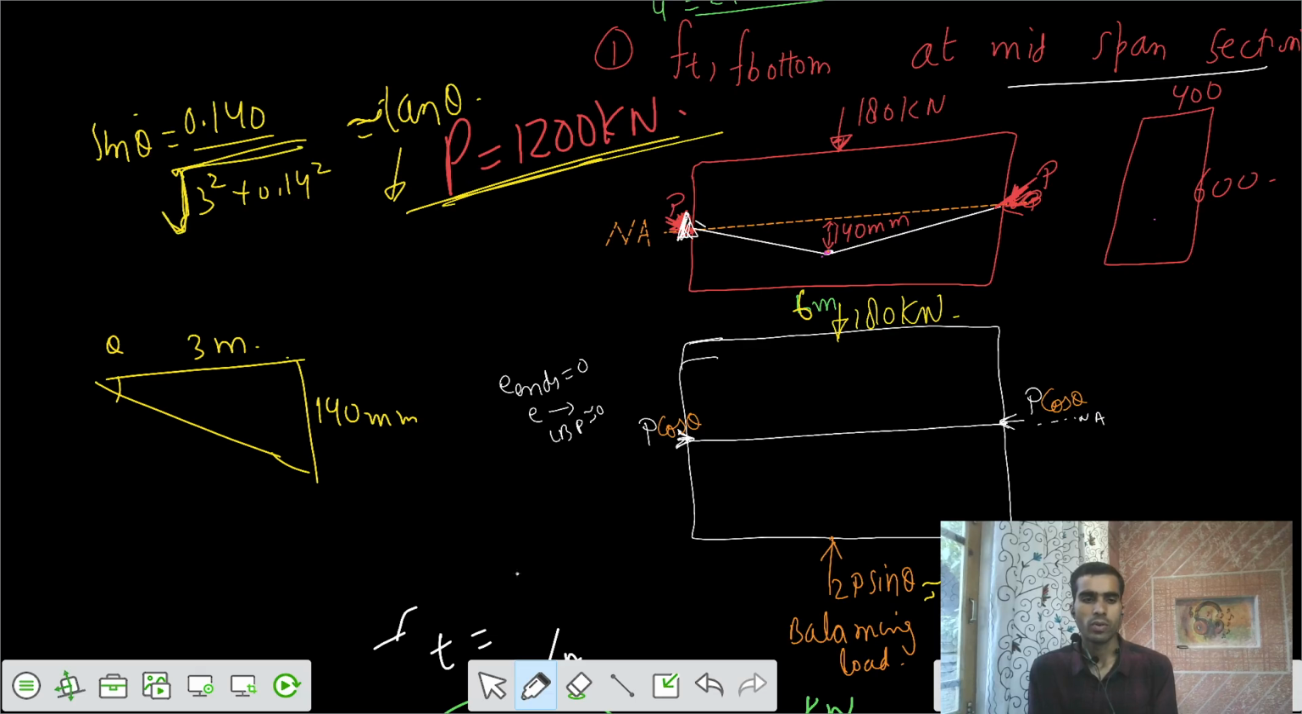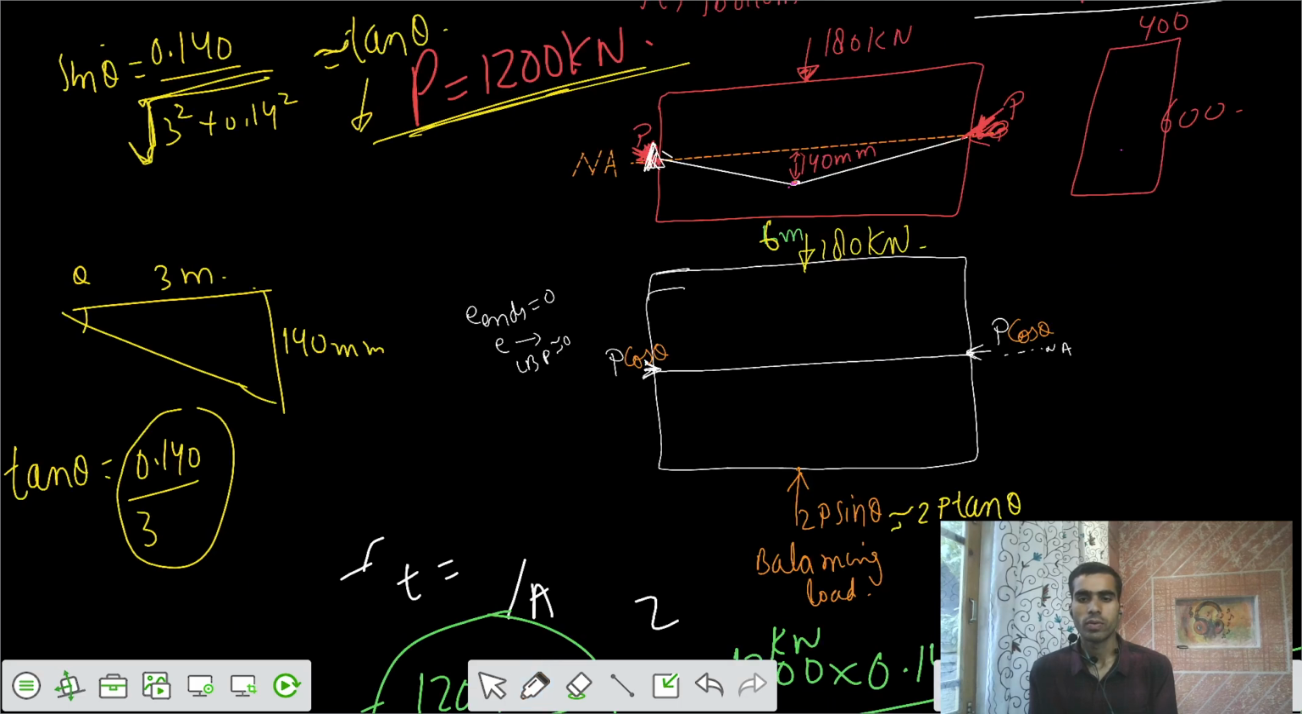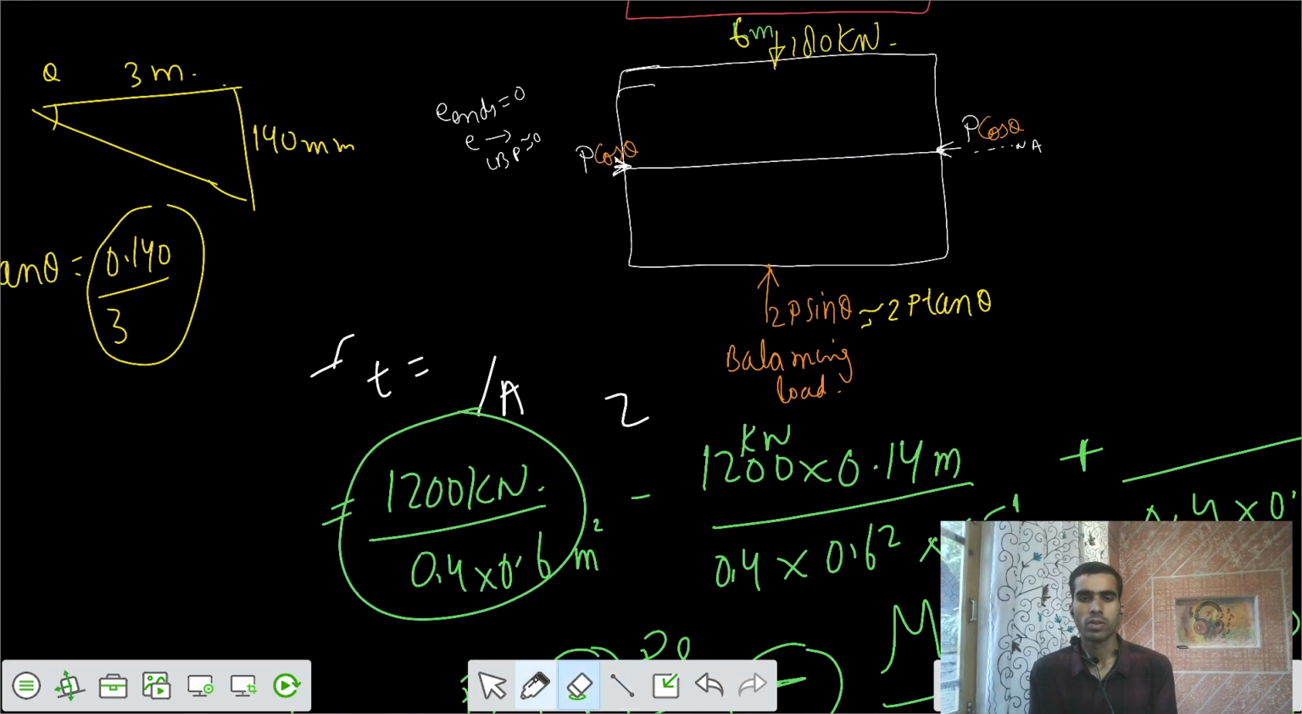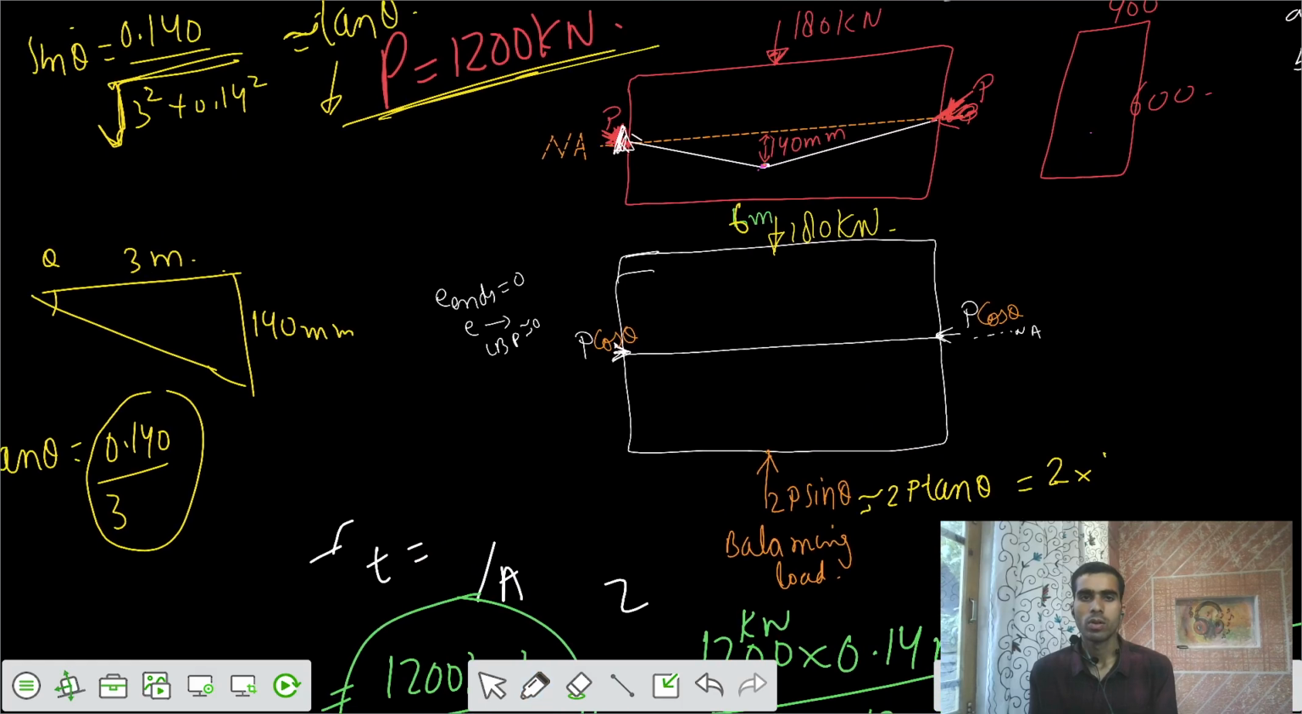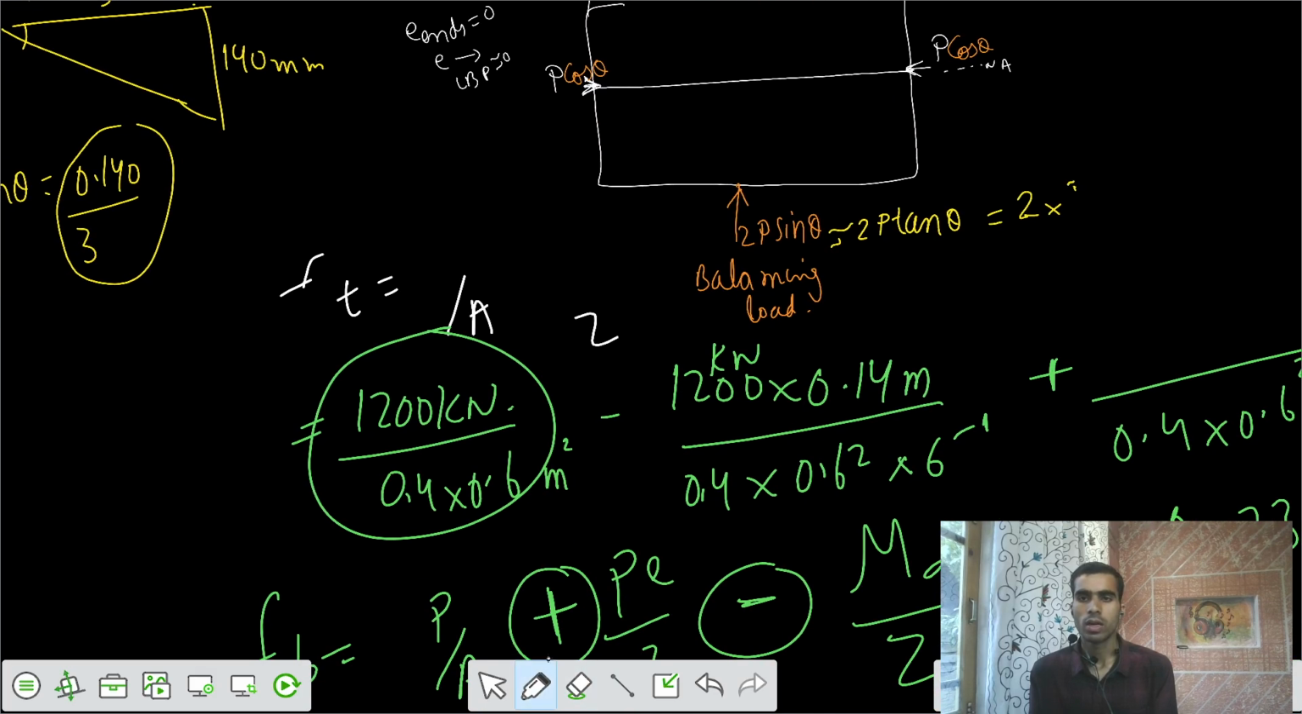Then I would say your tan theta would be equal to 0.140 divided by 3 meters. So this is your tan theta, and this value you can substitute here in 2P tan theta. The value of P we have is 1200 kilonewton, and tan theta can be replaced with 0.14 divided by 3.